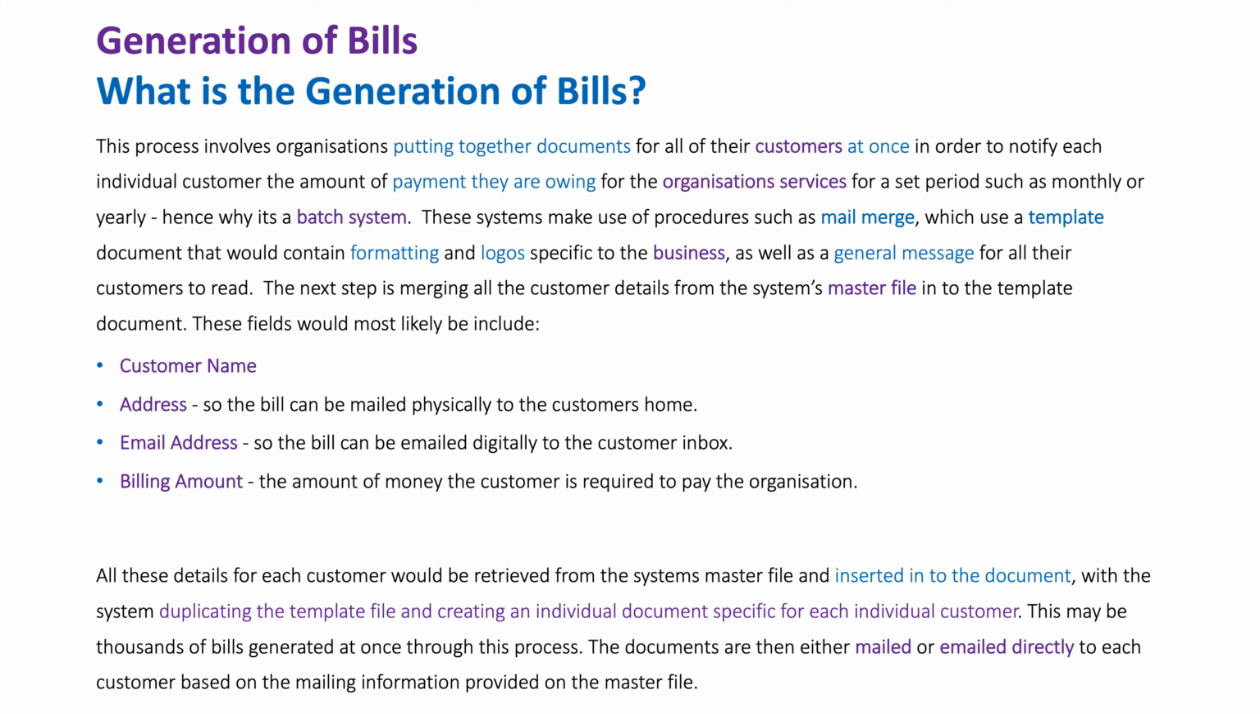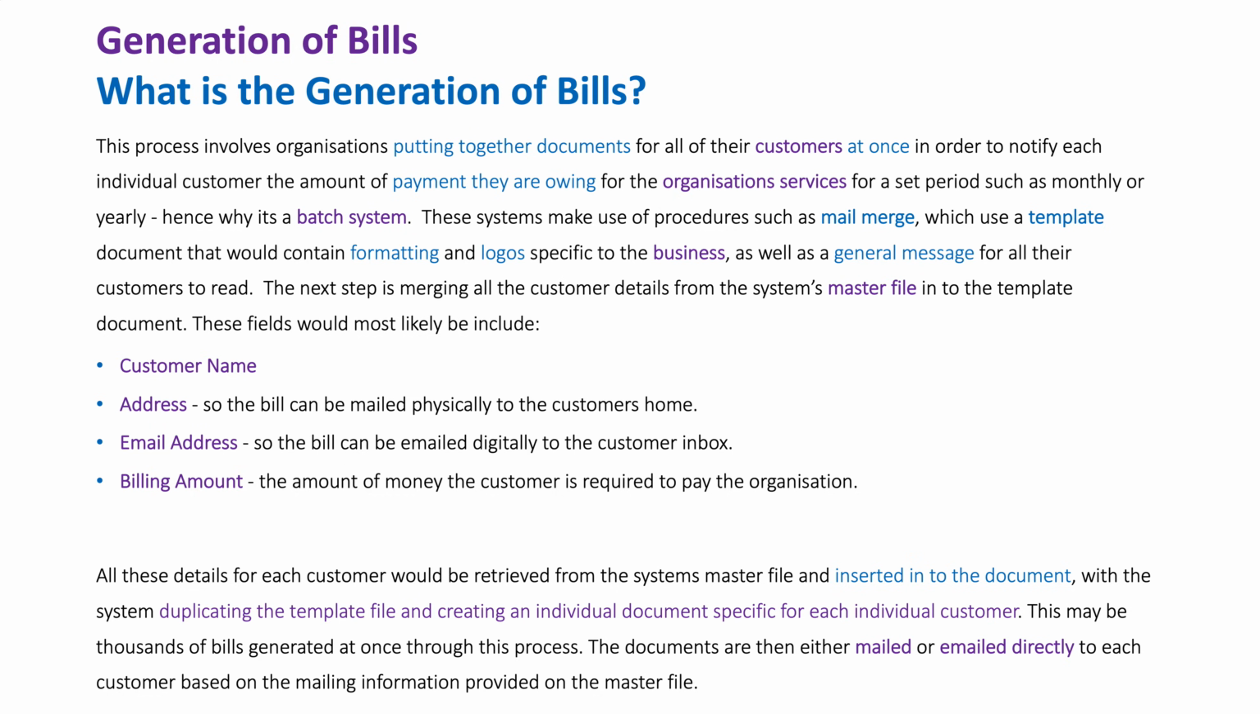So, although we have one template file, as said here, it might be copied 1,000 times and customized for 1,000 different customers. Okay, inserting their names, inserting their email or postal address, and inserting their billing amount into the document specific. So we might have 1,000 specific customized documents for each of the customers come out of this one template. These documents are then mailed or emailed to each customer based on their mailing information. So we only have to do the process once, but it may create 1,000 documents for us, which all will get sent automatically based on the data within the system related to mailing or email addresses.